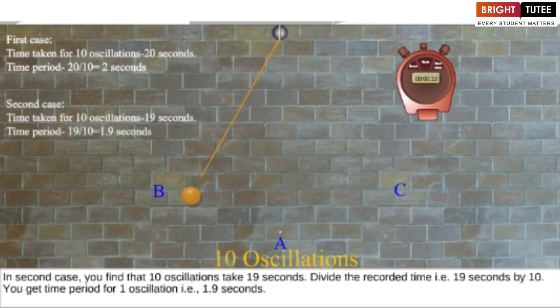In the second case, you find that 10 oscillations take 19 seconds. Divide the recorded time, that is 19 seconds, by 10. You get the time period for 1 oscillation, that is 1.9 seconds.